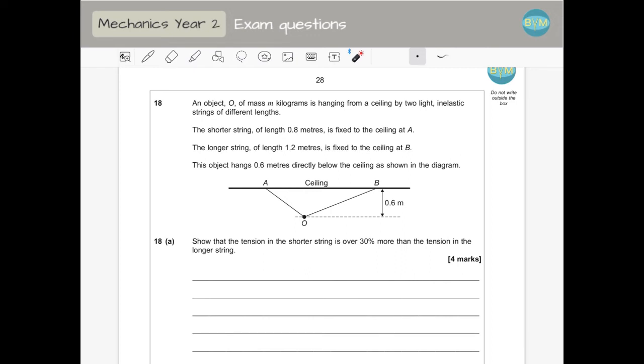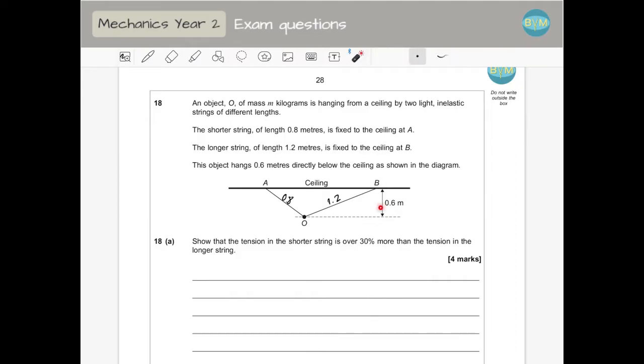Hello, this is question 18 on your June 2022 paper 2 from AQA. An object O of mass m kilograms is hanging from a ceiling by two light inextensible inelastic strings of different lengths. The shortest string has length 0.8, so this one is 0.8, and is fixed to the ceiling at A, and the longest string is 1.2, so this is 1.2.